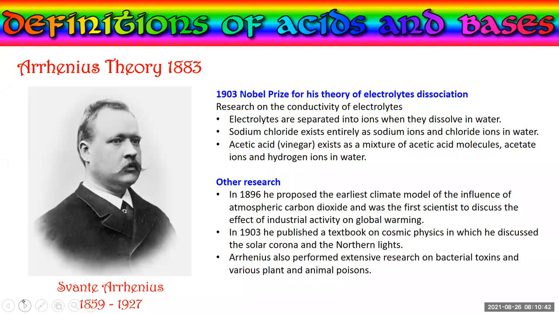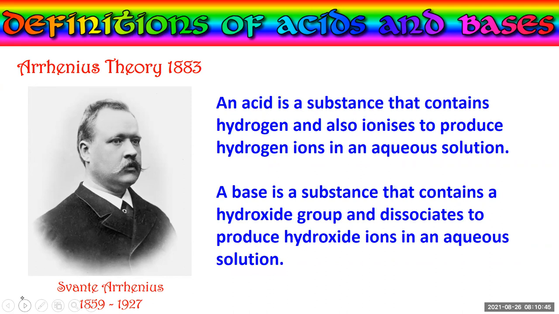Now, as far as acids and bases go, his definition is that an acid is a substance that contains hydrogen and also ionizes to produce hydrogen ions in aqueous solution. So he basically said that acids produce hydrogen ions when you put them in water. He said a base is a substance that contains a hydroxide group and dissociates to produce hydroxide ions in aqueous solution. So bases dissolve in water and release their hydroxide ions. So that was his idea on acids and bases.